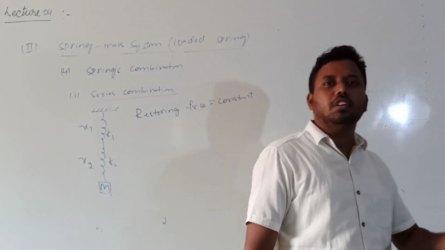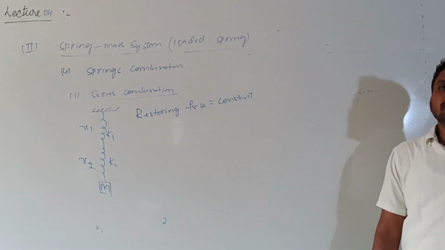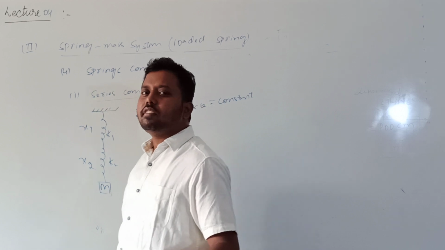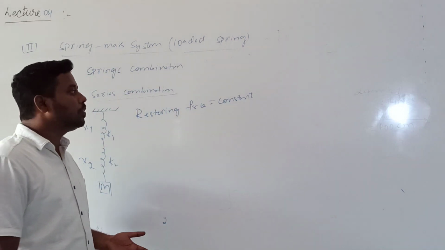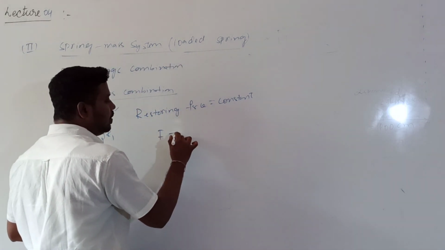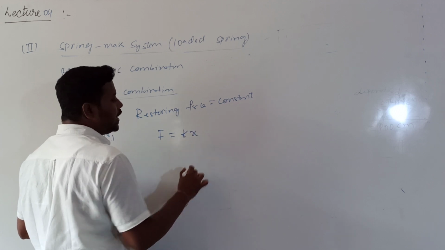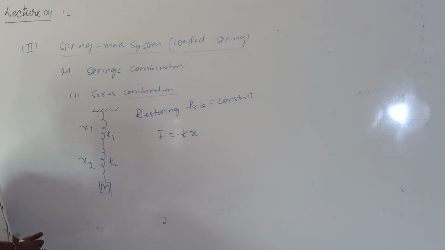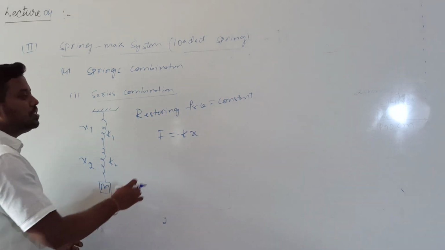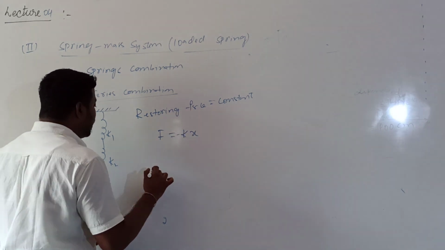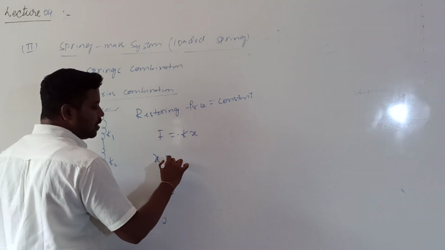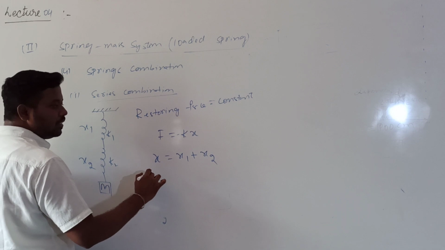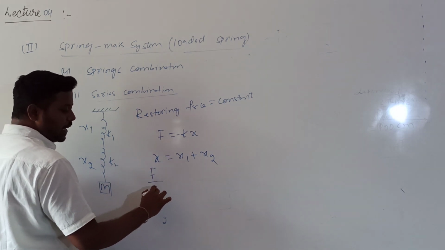Elongation is inversely proportional to spring constant. Whenever the spring constant is more, the elongation is less. When the spring constant is less, the elongation is more. What is the general formula here? F is equal to minus K into x. The minus sign indicates the restoring force is in a direction opposite to the elongation or compression. Here the total elongation x is equal to x1 plus x2. So I can write x is equal to F divided by Ks.